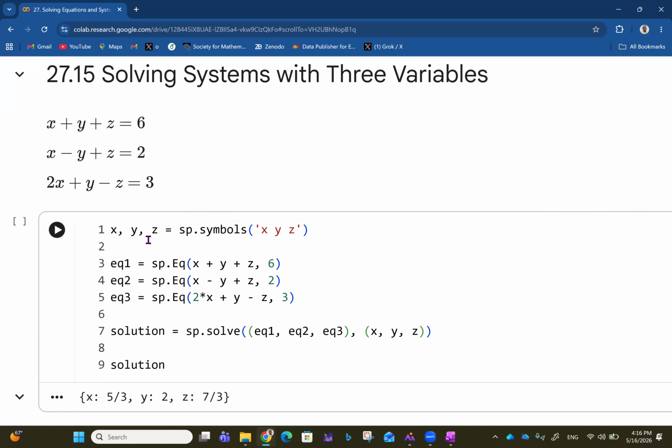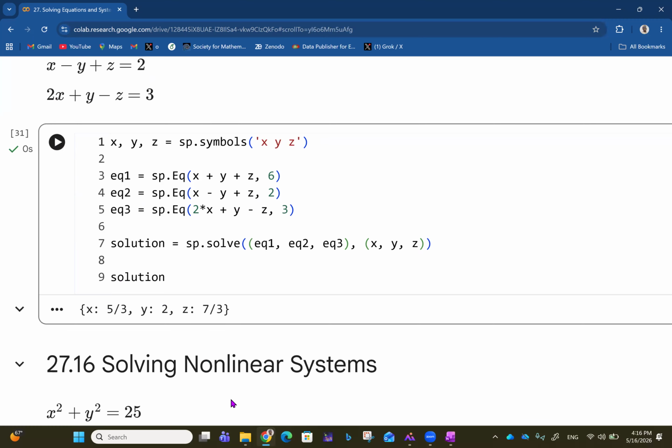So just declare the variables x, y, z with sp.symbols('x y z'). Then equation 1: x plus y plus z, comma 6. Equation 2: x minus y plus z, comma 2. Then 2x plus y minus z, comma 3. And then you solve equation 1, equation 2, equation 3 with respect to x, y, z. So if you run that, you have 5 over 3, 2, and 7 over 3.